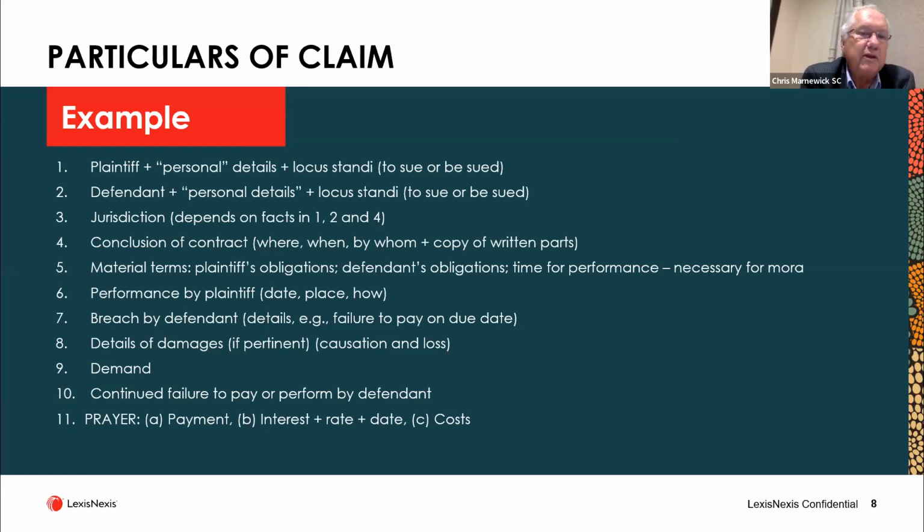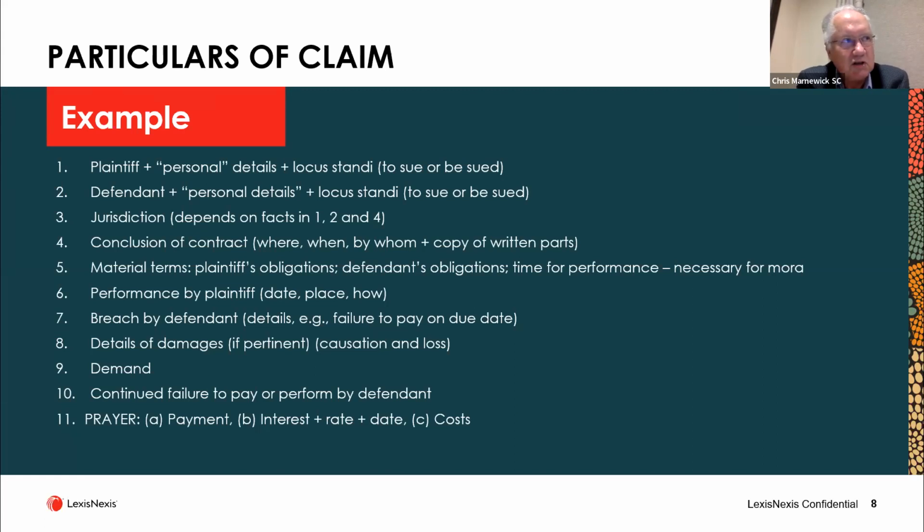Let's start with the basics. Paragraph 1, you need a plaintiff, and you have to plead the personal details of that person, plus indicate his or her or its locus standi. Now, what I mean there by personal details is what is required in the rules. Full names, occupation, address, whether that person is an adult or not, and if that person is suing in a representative capacity, what that capacity is, and so on. The same goes for a defendant. Look at Rule 18. It requires all of those details.